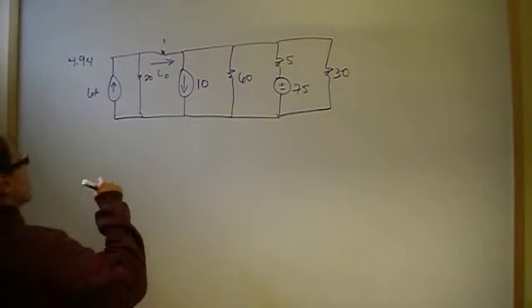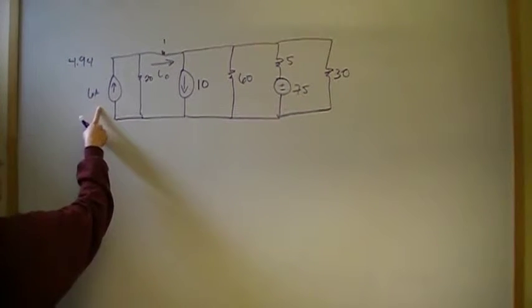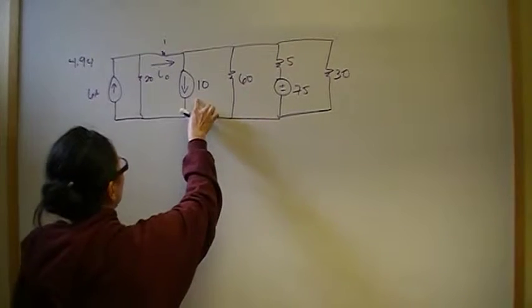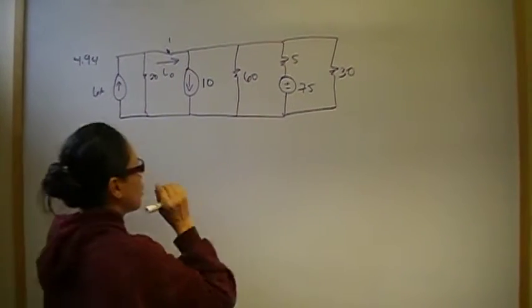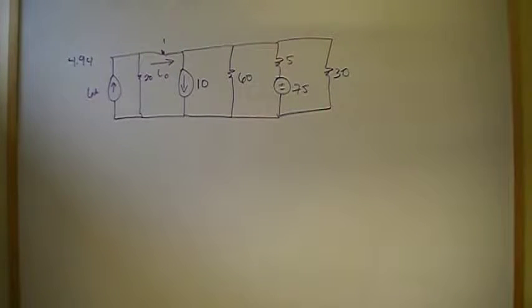We have 3 power sources: a 6 amp independent current source, a 10 amp independent current source, and a 75 volt independent voltage source. So we're going to find the current caused by each of those power sources individually and add them together to find what that I naught is. To do that, we're going to disable current sources by opening them, and disable voltage sources by shorting them. So let's go ahead and start.